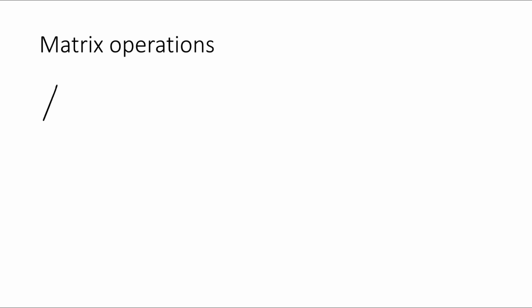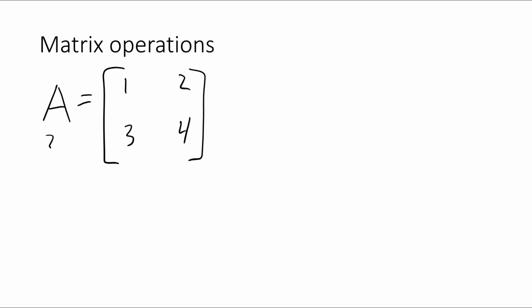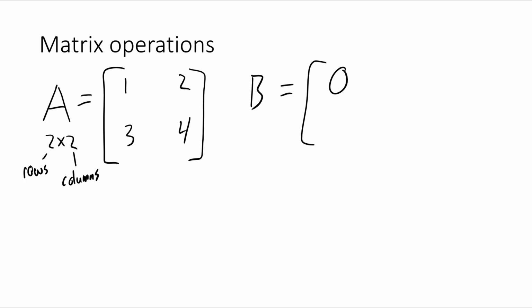So let's write out a matrix, matrix A. That matrix is going to be 1, 2, 3, and 4. That matrix is a 2 by 2 matrix. That means it has 2 rows and 2 columns. Rows is always the first one. So that's 2 rows and 2 columns. We always list it as rows by columns. All right, matrix B, we'll let that one be 0, 1, 2, -1. And it's also a 2 by 2 matrix.